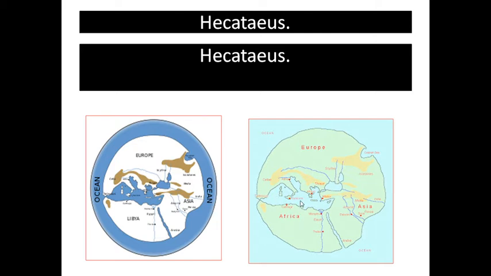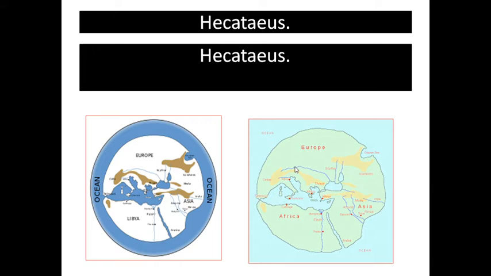Okay, go through the picture on the right-hand side. This is Europe, Mediterranean Sea, Black Sea. In his map, he also plotted the rivers. This is the Nile. This is Asia, Ganga and Sindhu. Okay, this is Europe. He also plotted for the first time.